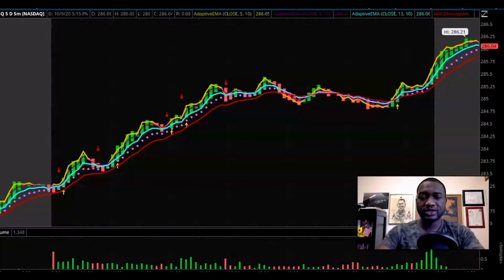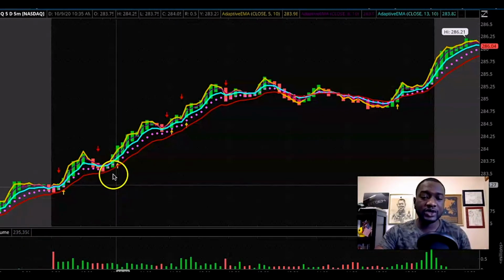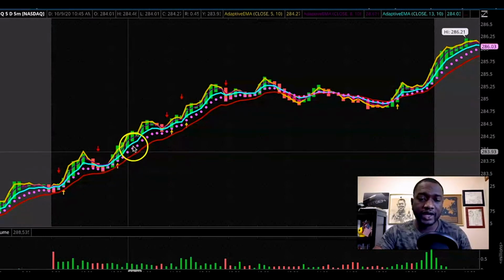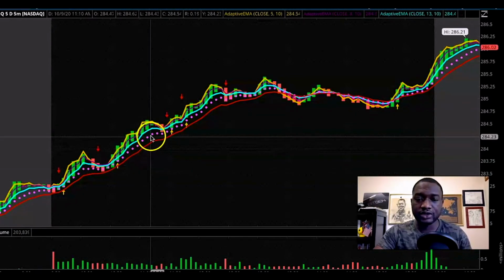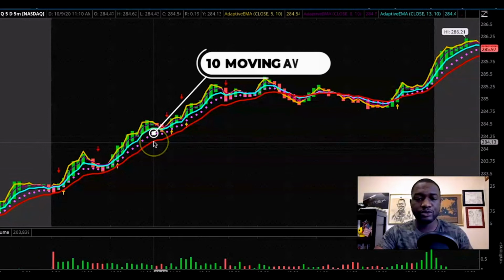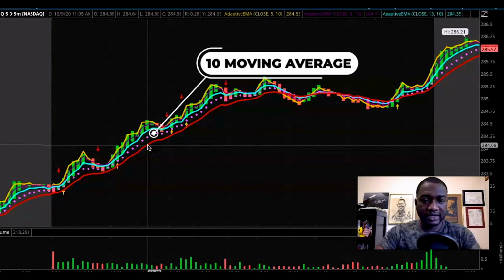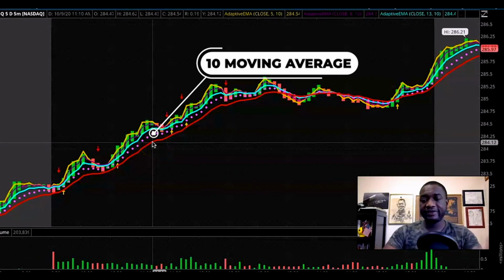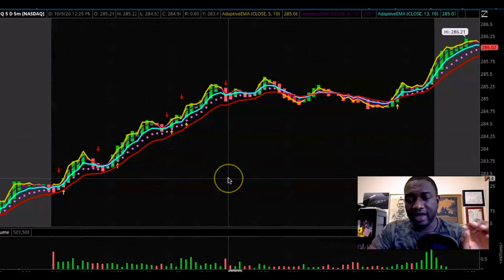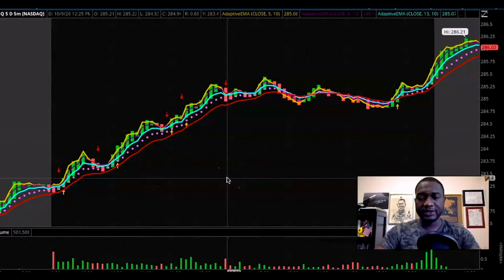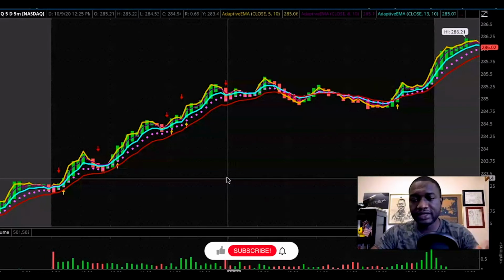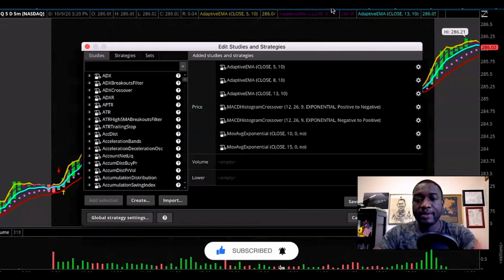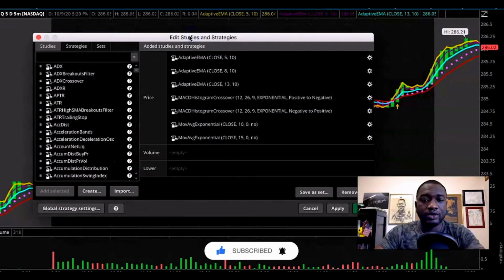Hello everyone, welcome back to the computer screen. In the previous video, I'm recording this back to back, we talked about these two right here. This is the 10 moving average, these little dots. And this red line right here, that's the 15 moving average. So now I have three more moving averages to add: the 50, the 100, and the 200. And I'm going to show you the reason why I'm adding those in a second.